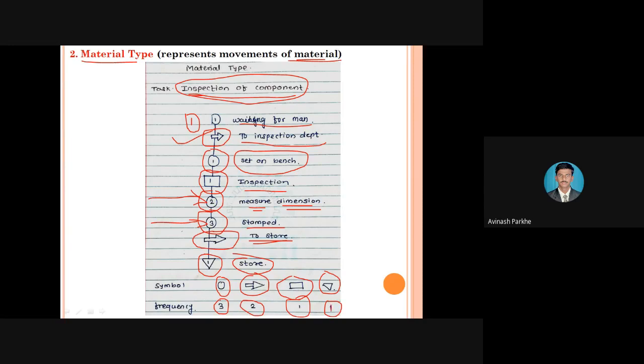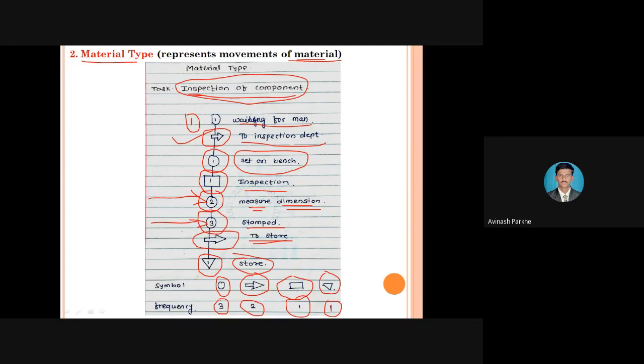So through this material type of flow process chart, only the tasks performed on the material or the movements taking place by the materials are represented. Whatever activities are performed by the man on that material during inspection, please keep in mind, are not represented by using this material type of flow process chart.